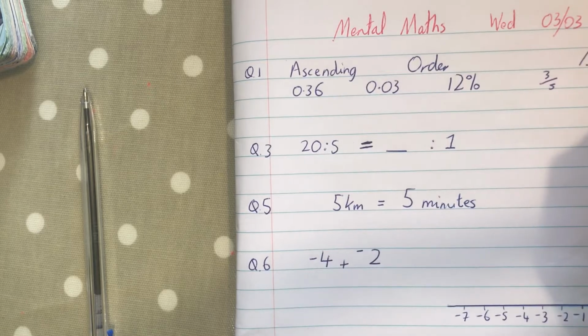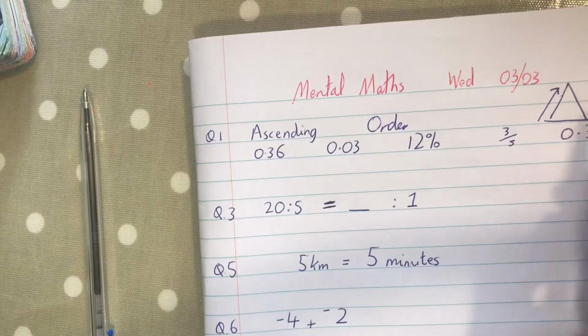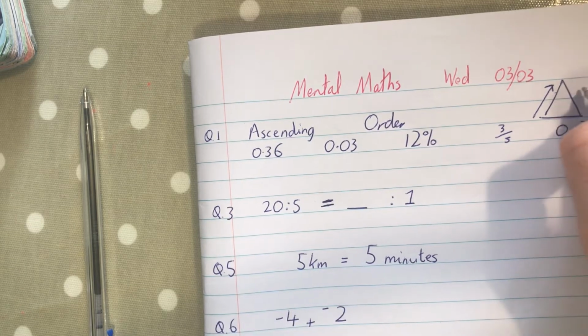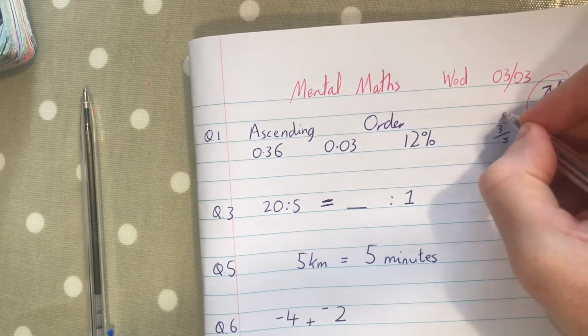Question 1 goes straight in at the deep end. So put these numbers in ascending order. If you ascend a mountain, you go up it. Okay? Descend goes down, but they ask us to go up. So we start with the smallest.